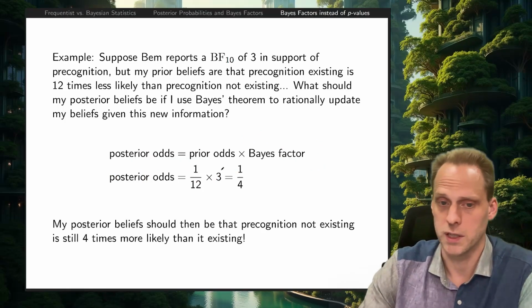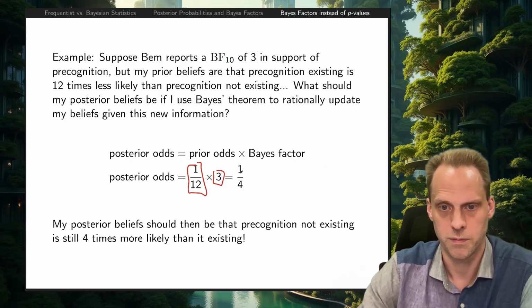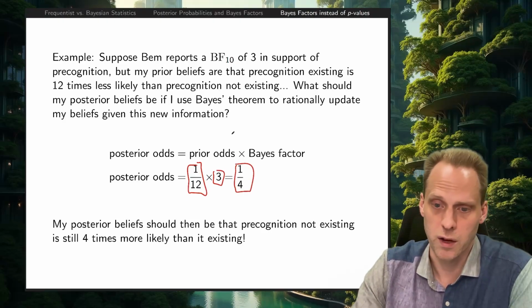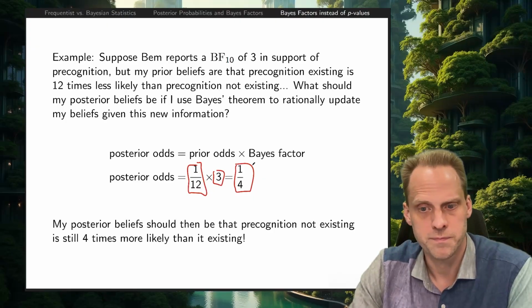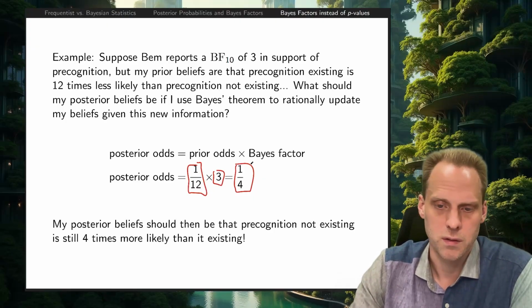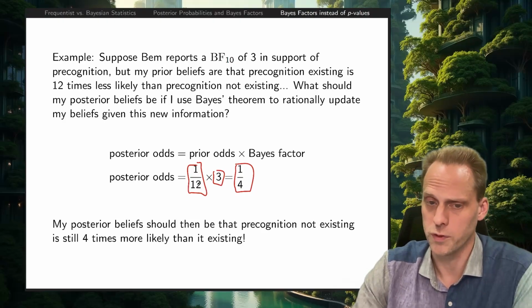We just multiply these: 1/12 times 3 equals 1/4. Which means that now, after seeing the results from Bem, I still find it 4 times more likely that precognition does not exist compared to precognition does exist. But it went up from 12 times more likely.